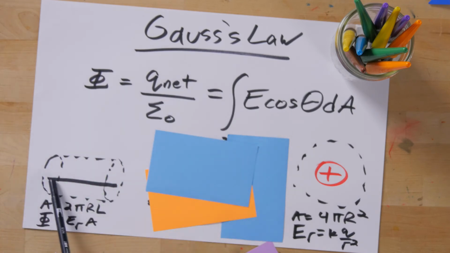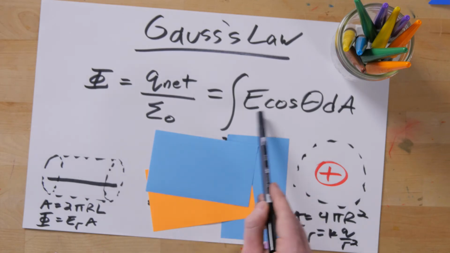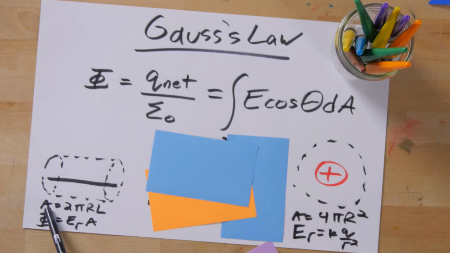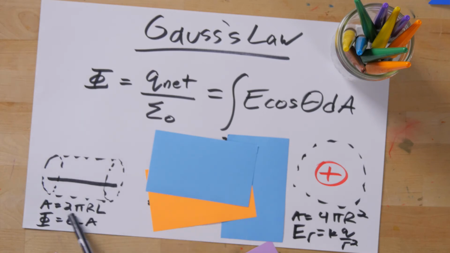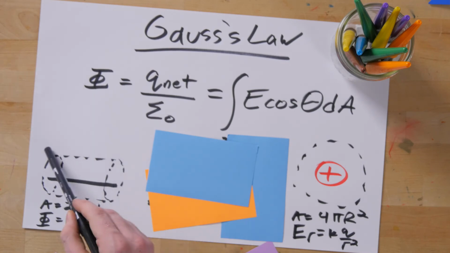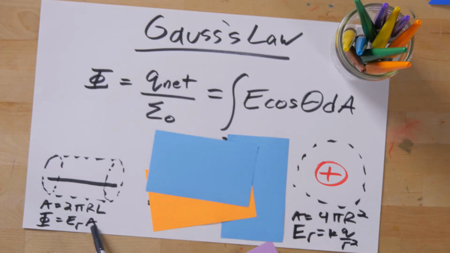Another case is where we have a really long charged wire, and in this case we'll do an imaginary cylinder around it. In this way, we'll make E_r, the electric field in the radial direction, always perpendicular, eliminating this cosine theta. So the area is just the area through which the flux goes, which is just this cylindrical part of our surface, as 2 pi r, the circumference, times its length, and the flux will just be equal to E times that area. And if we have those two pieces of information, we can get the charge on that line right there.